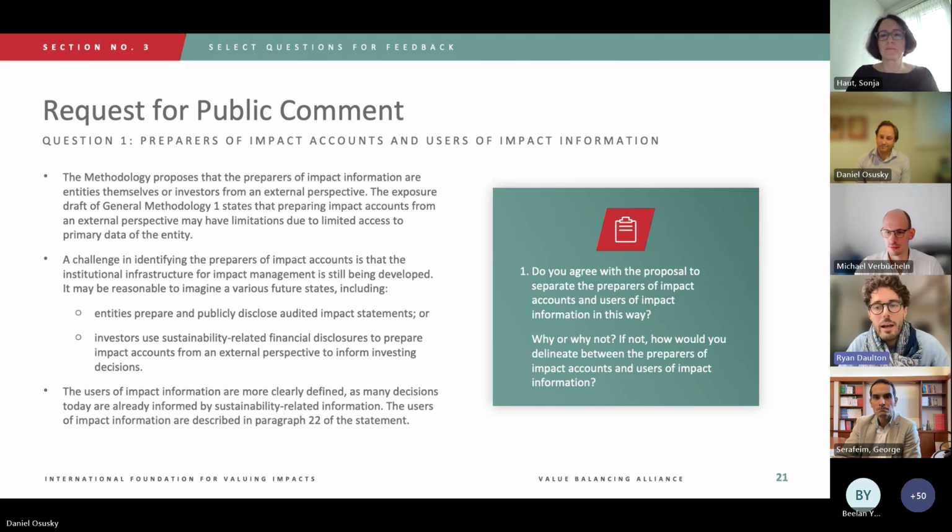Why or why not? And if not, how would you delineate between the preparers of impact accounts and users of impact information in a different manner?